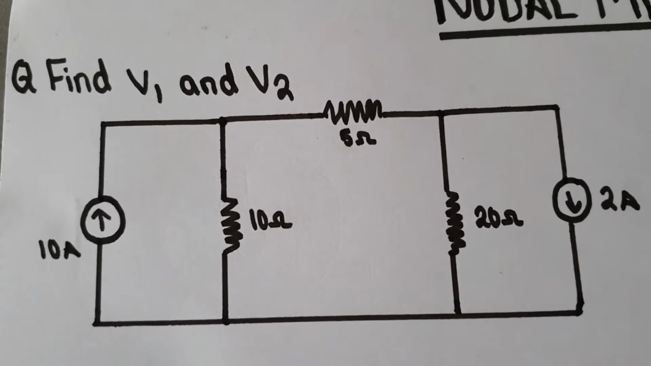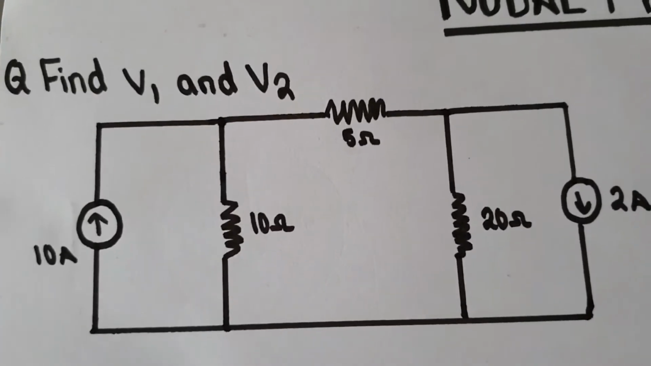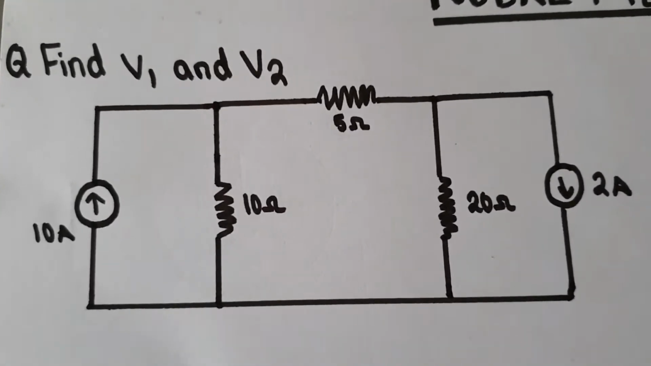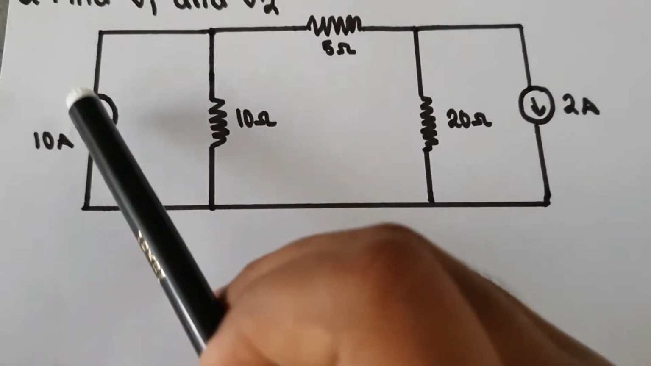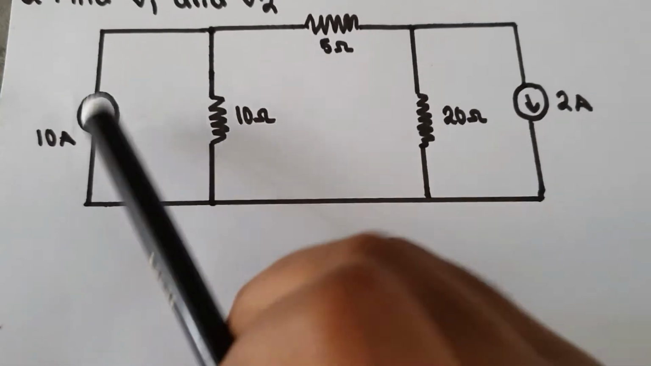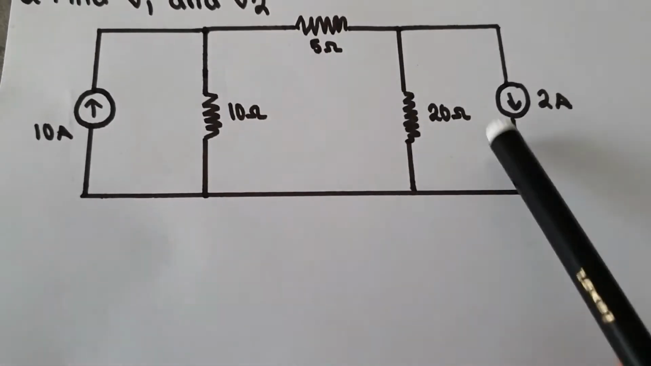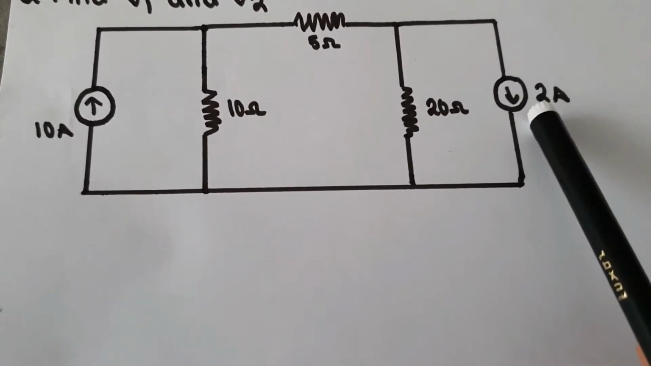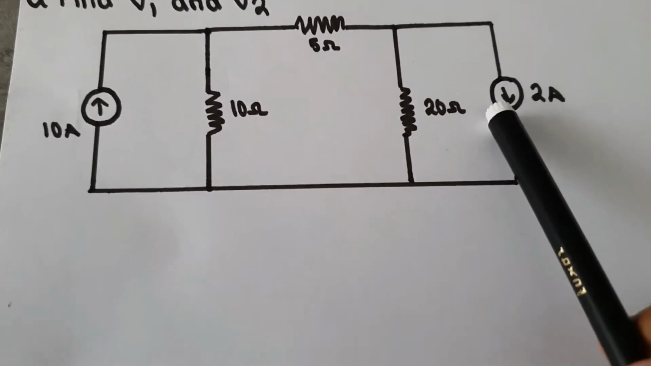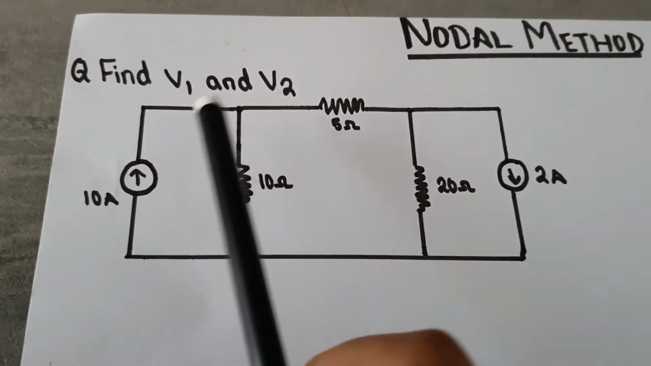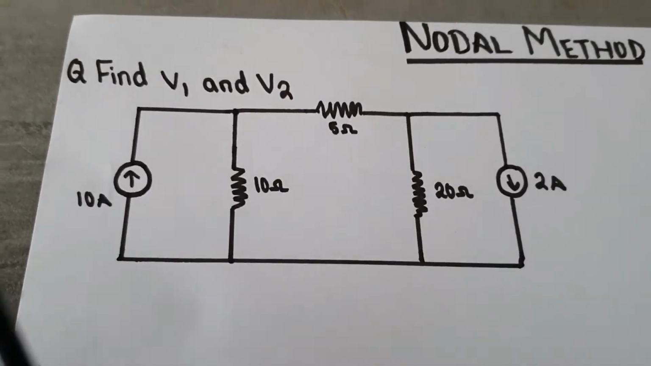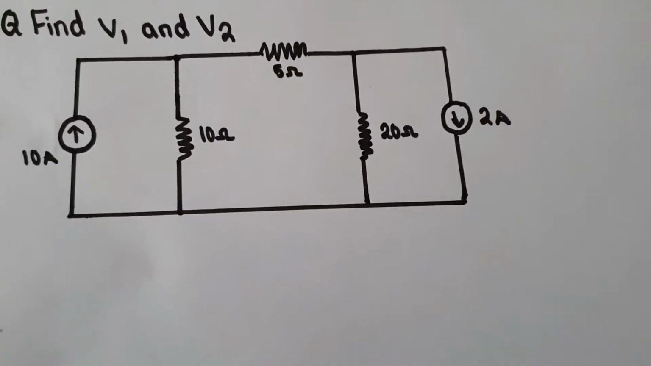Here is the question. Find V1 and V2 in this circuit. You can see the circuit. There's a 10 ampere current source, 10 ohm resistance, 5 ohm resistance, 20 ohm resistance, and 2 ampere current source. Now we need to find V1 and V2. So let's get into the problem.